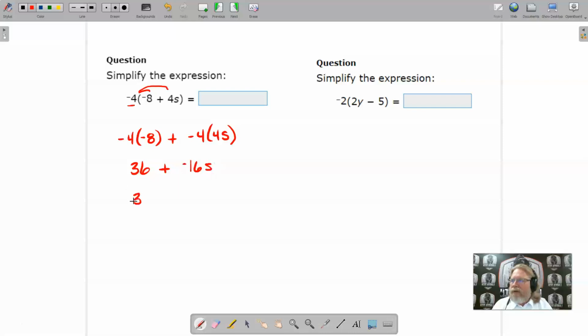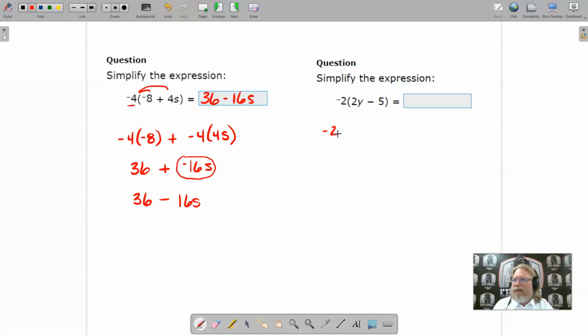Now we probably want to go ahead and do this and simplify it a little bit further. Instead of having plus a negative, let's change the addition to subtraction and then take the opposite of the number that follows. So negative 16s, the opposite is going to be positive 16s. So we could rewrite 36 plus negative 16s as 36 minus 16s. So 36 minus 16s.